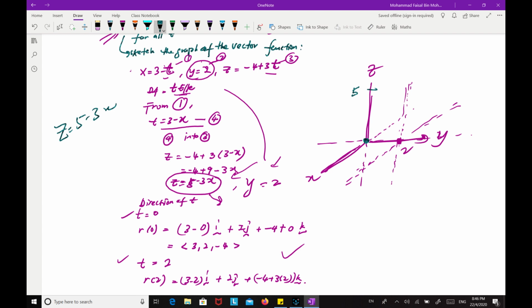Okay, and then if z is 0, x is five over 3, which means 1 and 2 over 3. Okay, so which means if z is 0, x is 1.23. Okay, 1.23.